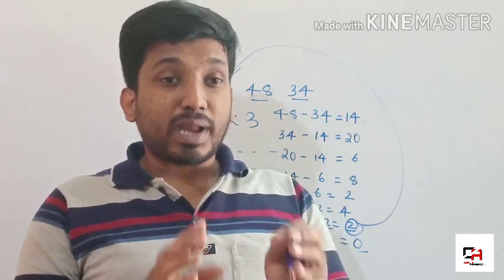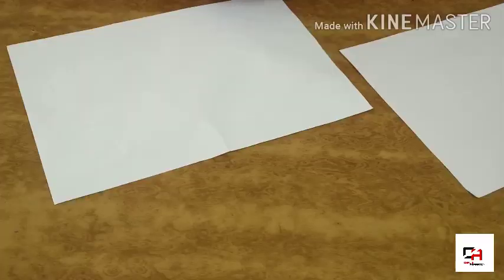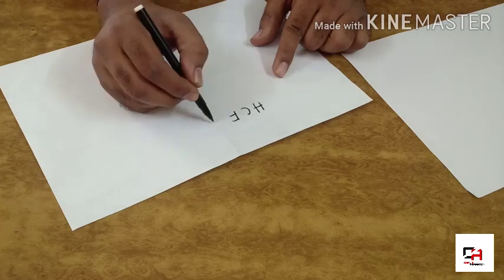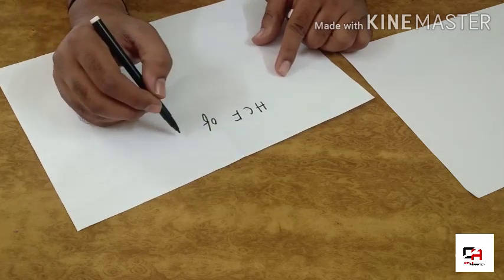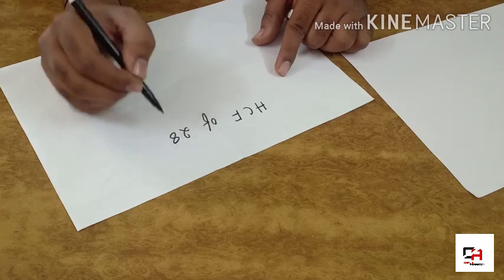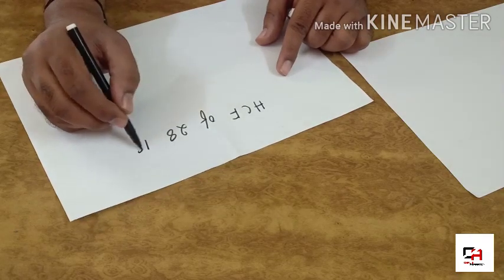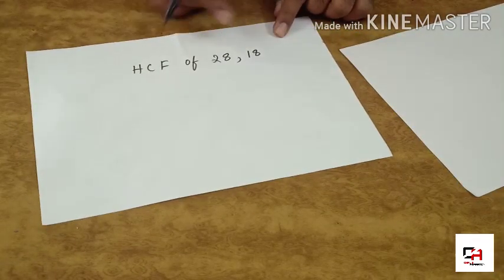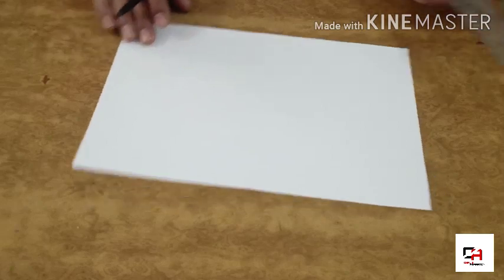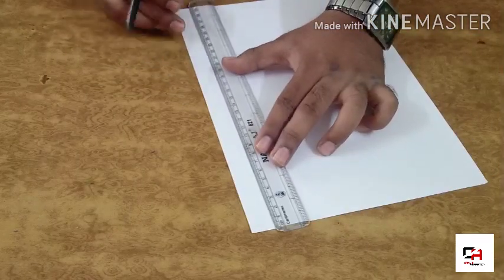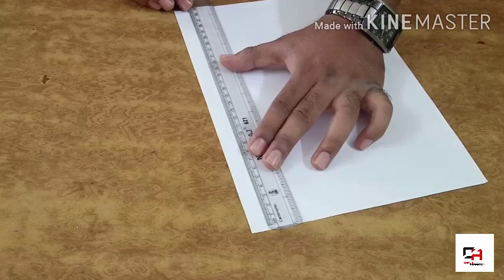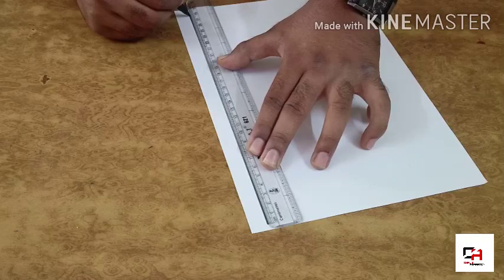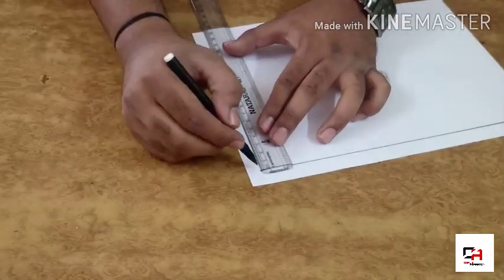Let's explore this practically by doing an activity. Now we are going to find the HCF of 28 and 18. For these two numbers, we are going to find the HCF. I am going to take one side as 28 centimeter, and the other side I will take as 18 centimeter.